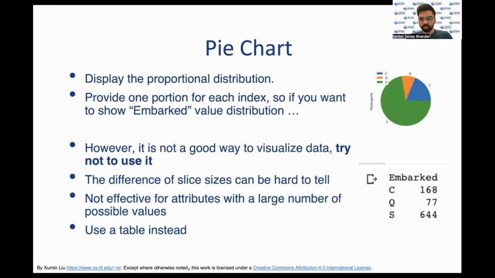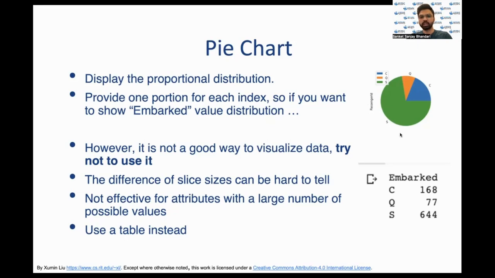Humans cannot easily pick up the difference of slice sizes and could have wrong comprehension of the information. Like in this example, it is hard to tell that the size of the slice with S is about 8 times the size for the value of Q. If there is a large number of indices, the difference between slices could be very slight and hard to identify. Using a table to summarize the information is usually more effective. And in this example, we have used the Titanic dataset.